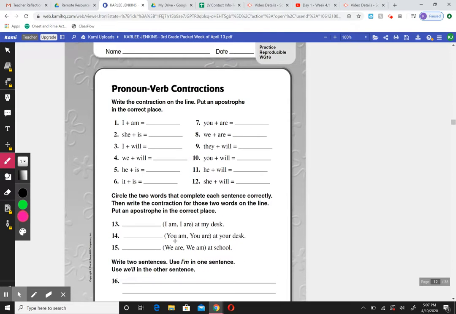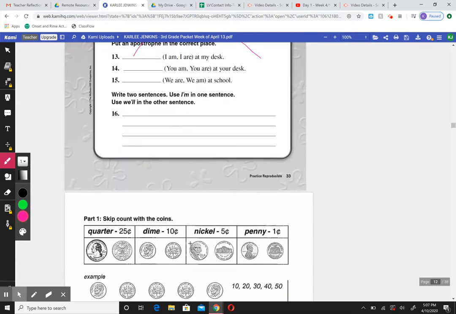Now this worksheet I noticed is the same exact one we did yesterday. So if you haven't done it, go ahead and do it. But for now, we're not doing this because we've already done it.